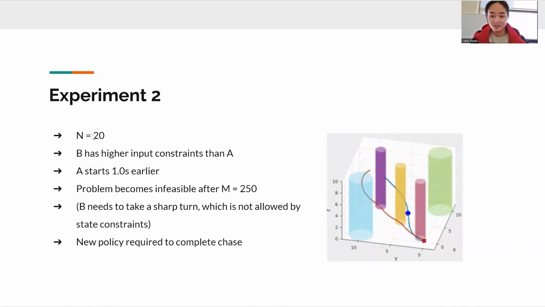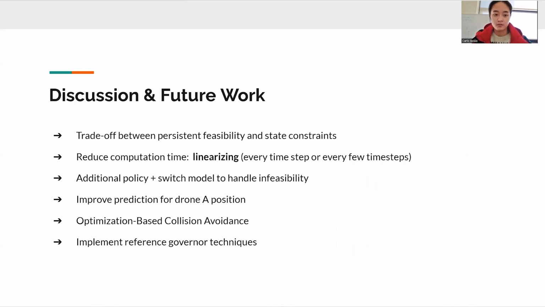In experiment 2, we increased the horizon length to 20, and A also starts 1 second earlier than B. But this problem also became infeasible after drone B exceeded drone A in its horizontal position. It's trying to make a sharp turn in order to collide with drone A, but this is not allowed due to the Euler angle constraints. So we suspect that a new policy needs to be introduced after this point to allow it to complete this sharp turn. For future work, we would continue to explore the trade-off between this persistent feasibility problem and the state constraints, as well as introducing a new policy to complete the chase.